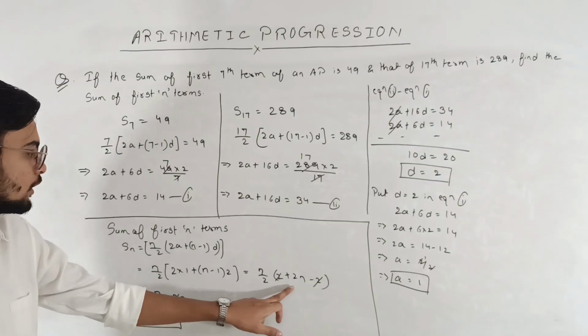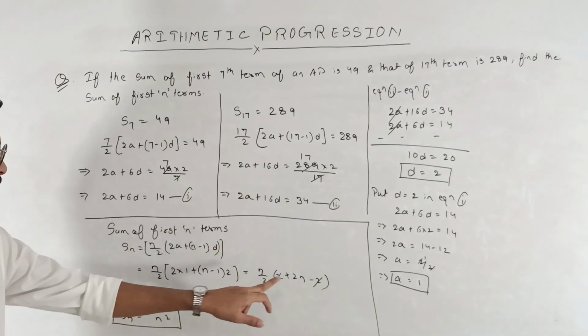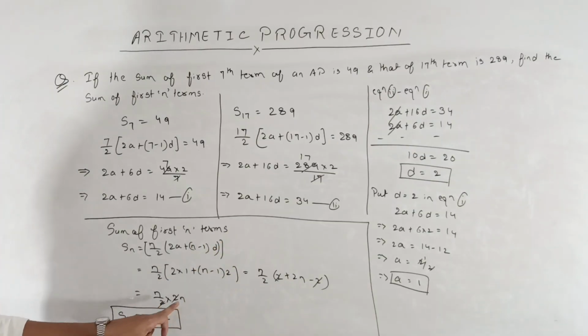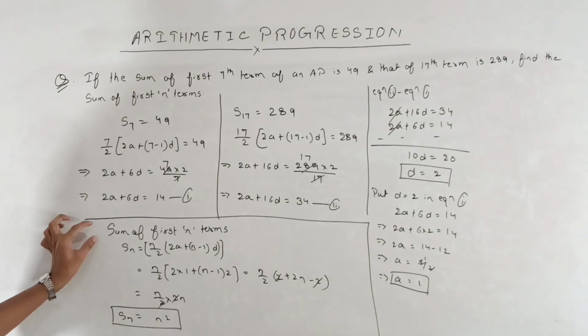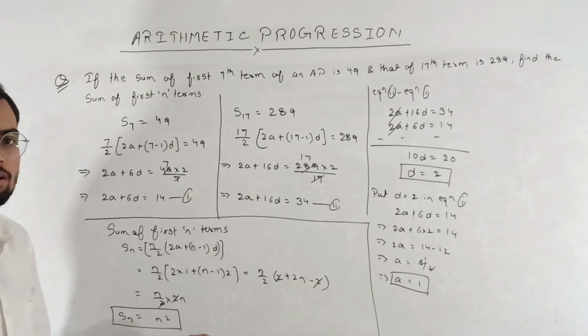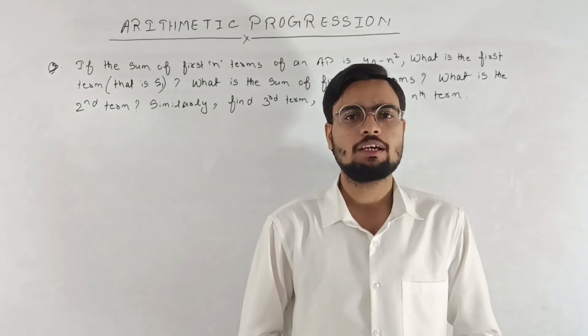Then I get n upon 2, 2, 2n minus 2. 2 is cancelled. Then what we are left with? Only 2n. So n upon 2 into 2n. 2 is cancelled. Then n into n is n square. So sum of first n terms is n square. Okay. Now let's move towards our next question.